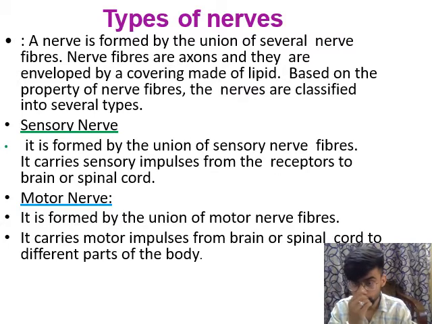Next is type of nerves, or type of neurons. Based on the function, there are mainly two types of neurons: sensory neuron and motor neuron.